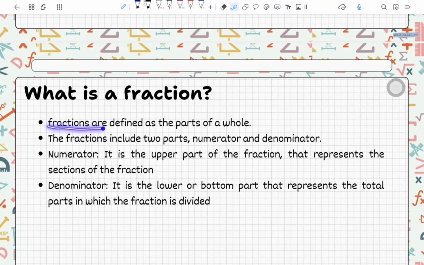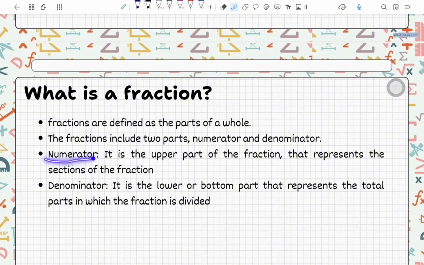Fractions are defined as the parts of a whole. The fractions include two parts, numerator and denominator. So a fraction is a part only, not a whole or something that is complete. Okay? Now, a fraction has two parts, namely the numerator and denominator.